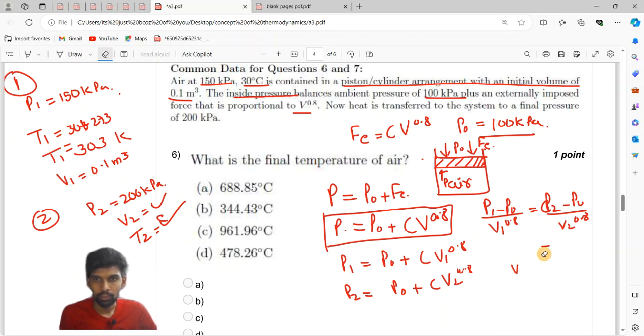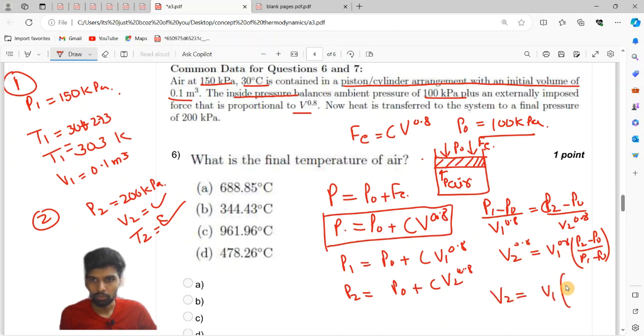Once we have this equation, what we need to find is V2. V2 is V1 times P2 minus P naught over P1 minus P naught. P2, P1, P naught, everything is known to us. P naught is 100 kPa. They are given. Then taking the 1 by 0.8 root on both sides, V2 is equal to V1 times P2 minus P naught over P1 minus P naught, whole raised to power 1 by 0.8. So with this you will get V2.